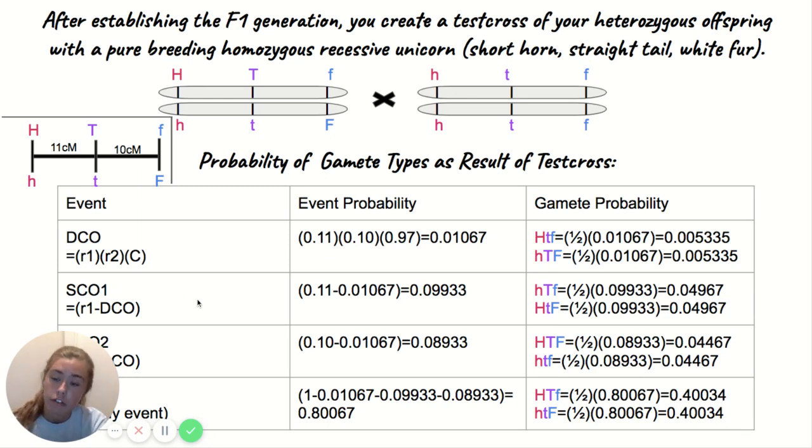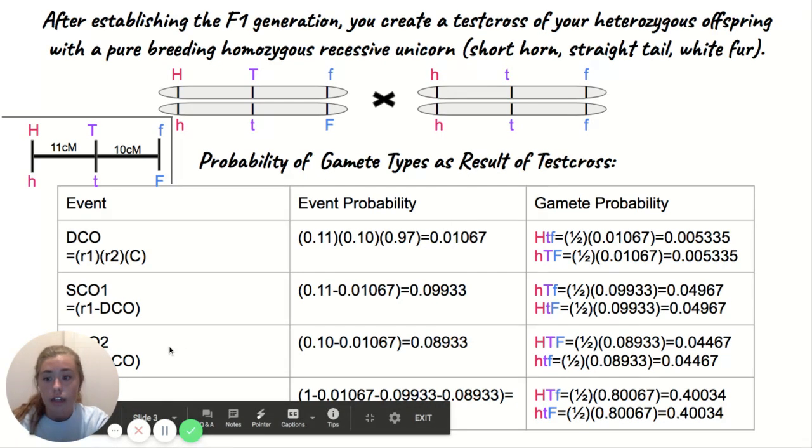So for our single crossover at region 1, it's going to be calculated a little differently, taking the region 1 value minus the double crossover event probability. So for our example, it will be 0.11 minus 0.01067, yielding 0.09933. So just as before, to find our gamete probability, we're going to have to multiply this value by 1/2. So for little h, big T, little f, it'll be 1/2 times 0.09933, yielding 0.04967. And the same for big H, little t, big F. So this is about a 4% gamete probability.